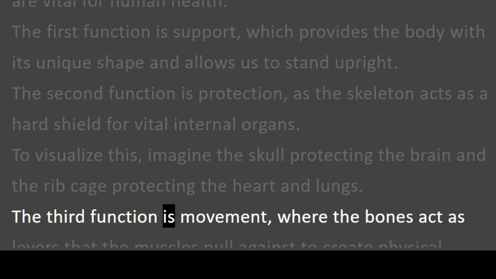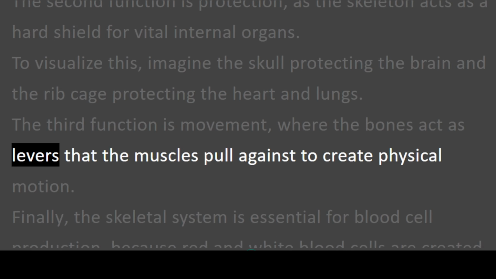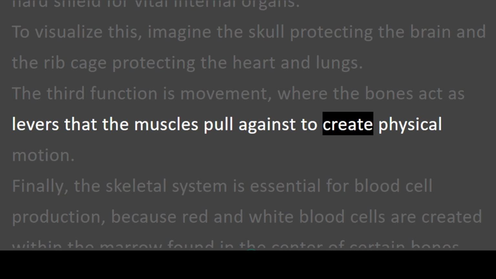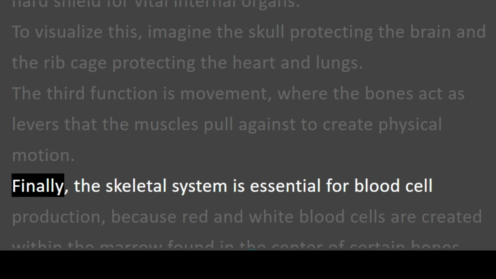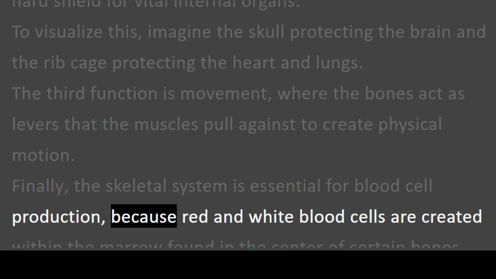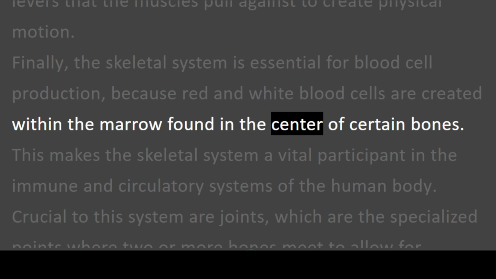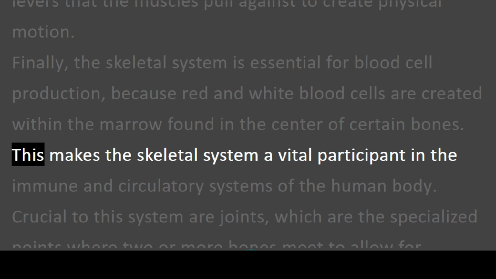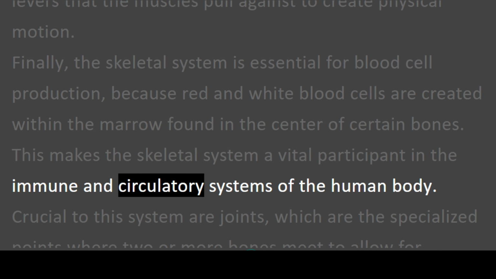The third function is movement, where the bones act as levers that the muscles pull against to create physical motion. Finally, the skeletal system is essential for blood cell production, because red and white blood cells are created within the marrow found in the center of certain bones. This makes the skeletal system a vital participant in the immune and circulatory systems of the human body.